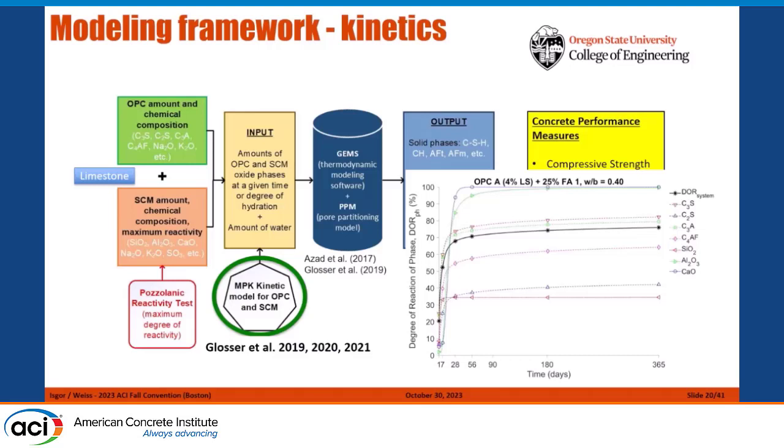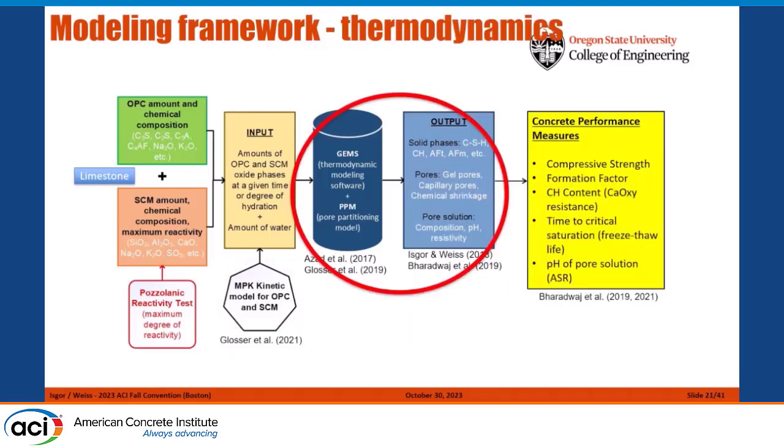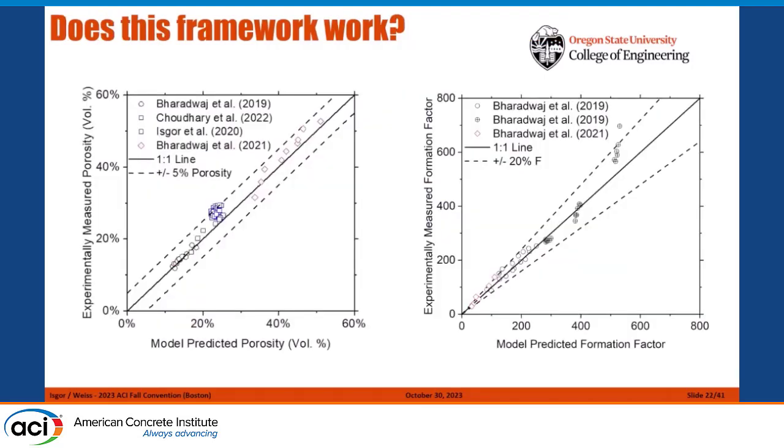Those kinetic models are also described in several papers. Let's say you want to know the reactions at 7 days. We say that, okay, at 7 days, you have this much of this OPC and this much of the SCM available to react. We provide those thermodynamic calculations, and those thermodynamic calculations give us properties that we need to use in several things. So does this work?